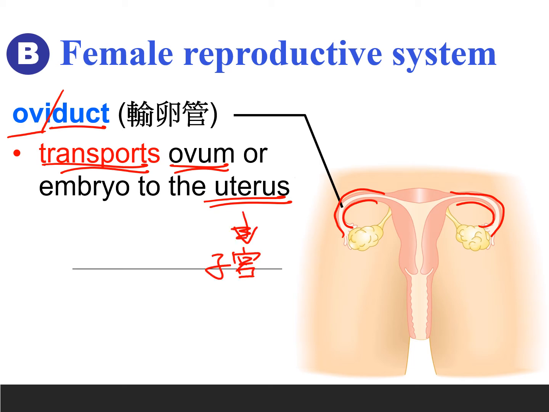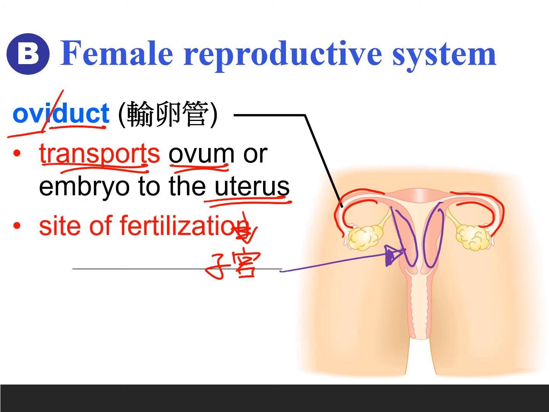So you can find your 子宮 in here. This is where you can actually find the uterus. The oviduct also has another function, that is to transport the embryo to the uterus.